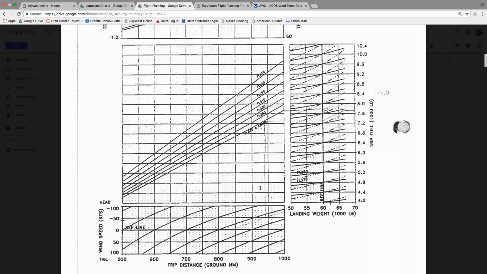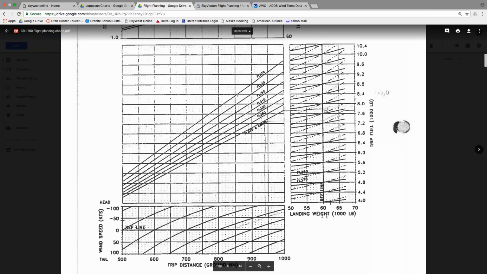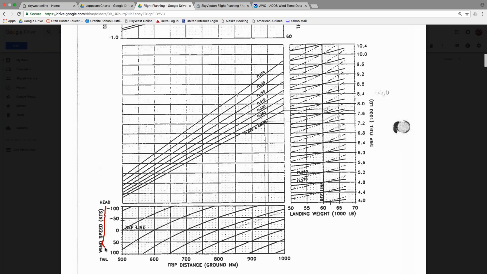Let's see if I can do this. Okay. Maybe it'll be a little bit easier now. Okay. So our winds are right here. Come on. Oh boy. Okay. So here's our winds on this side here.